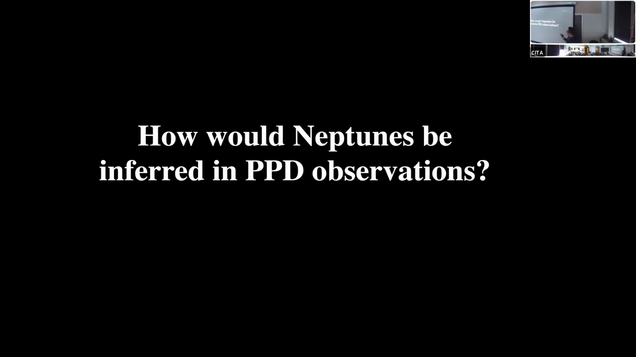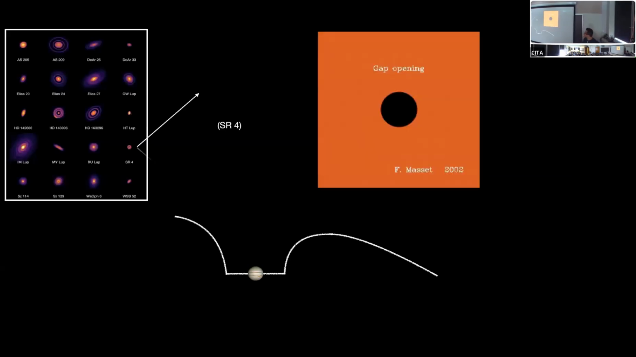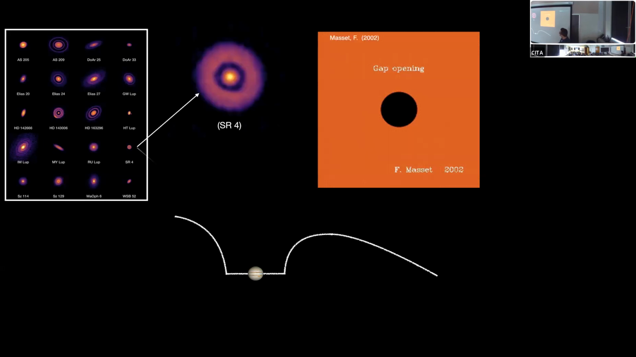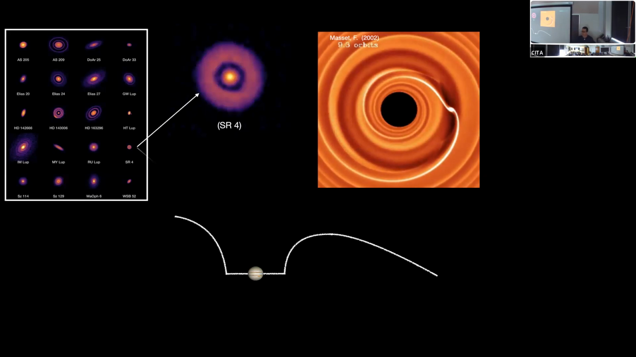So one question that we're trying to tackle here is how Neptunes would actually be inferred in protoplanetary disk observations, if we can. Let me start with some of the work that has been done on this. In particular, you can go to the DSHARP collaboration, and this is work that they have done.